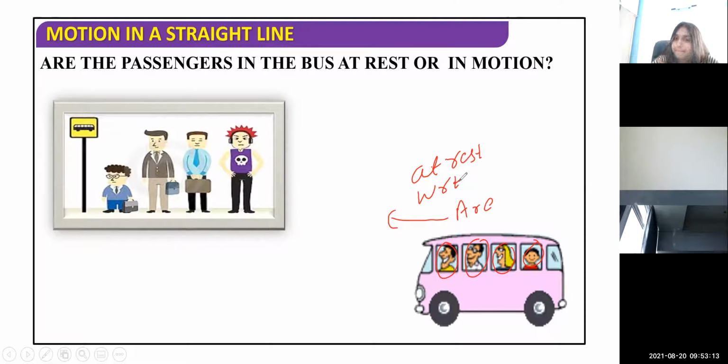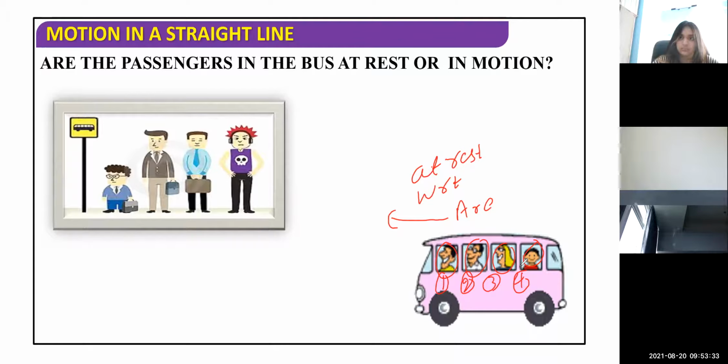With respect to their fellow passengers, because the first person is not changing position with respect to the second, with respect to the third, and with respect to the fourth, and similarly all of them. All of them are at rest with respect to. Remember, children, that the word surroundings is very important here. The word surroundings is very important.